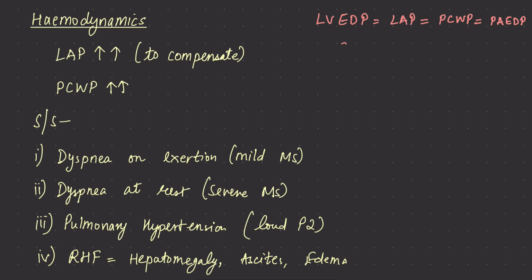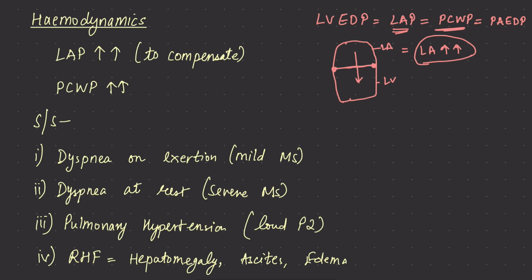Now, because there is mitral stenosis, suppose this is the left atrium and this is the left ventricle. Because of the stenosis of the mitral valve, the blood doesn't flow easily from left atrium to left ventricle. So left atrial pressure has to increase in order to fill the left ventricle. If LAP increases, pulmonary capillary wedge pressure will increase, pulmonary artery end-diastolic pressure will increase, and left ventricular end-diastolic pressure will also increase, right?